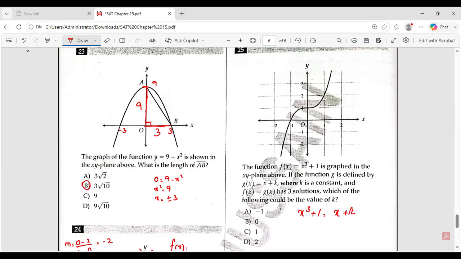Now, comparing the constant values on both sides of the equation, on one side it was 1, on the other it was k. So what is k equal to? k is equal to 1. That's it. That is the answer, and it can be done simply this way.